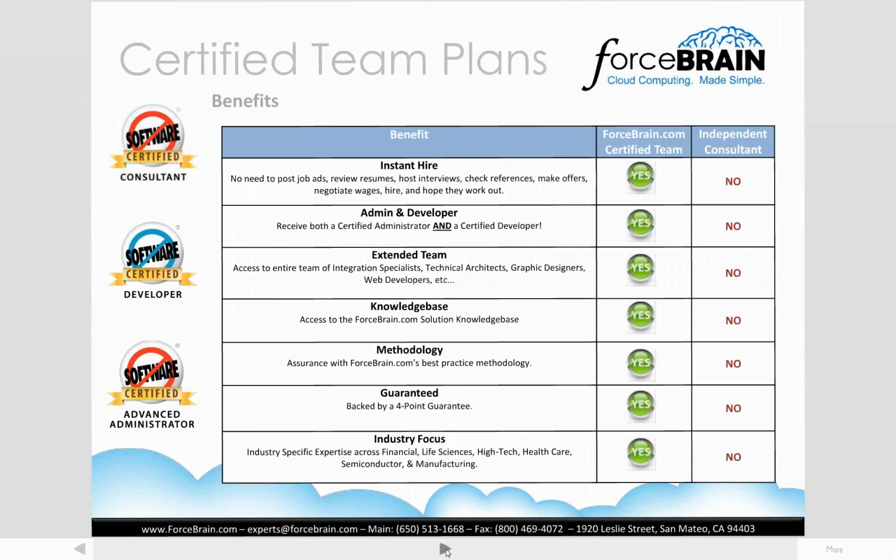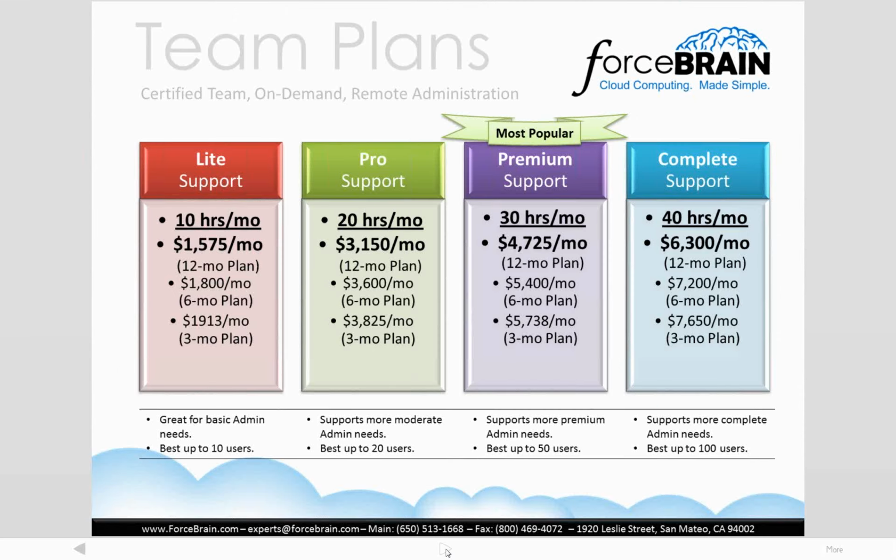So can you see my screen right now? Yes. Yeah, so there's light support, which is like 10 hours a month, and it depends on the commitment. So if you can commit to a 12-month plan, then it's $15.75 a month. If it's 6 months or 3 months, less of a commitment, then the rate goes up.